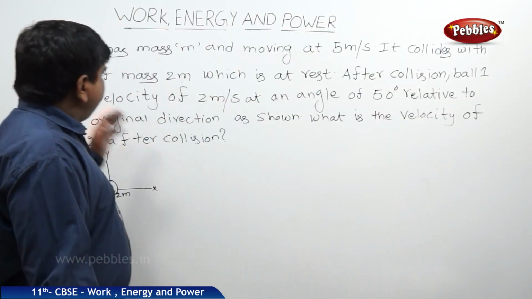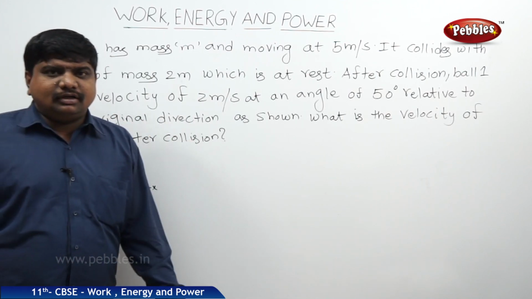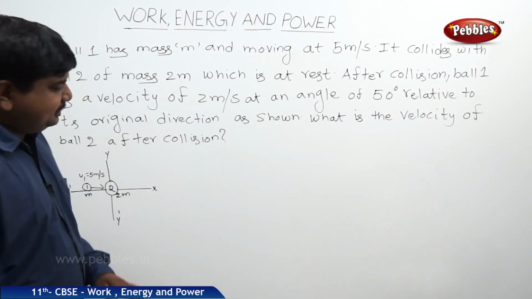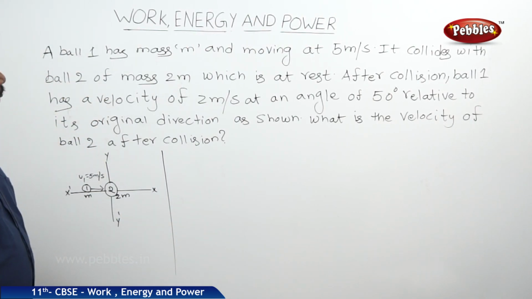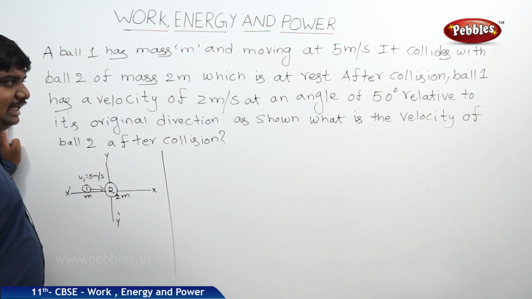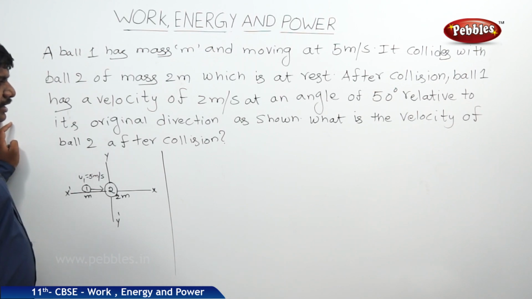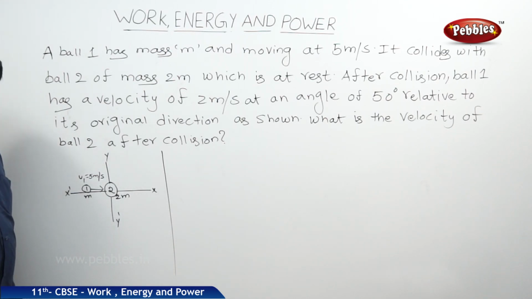Here we are observing a problem which is related to the concept of oblique collision or two-dimensional elastic collision. The problem is: a ball 1 has mass m and moving at 5 meters per second. It collides with a ball 2 of mass 2m which is at rest. After collision, ball 1 has a velocity of 2 meters per second at an angle of 50 degrees relative to its original direction as shown in figure. What is the velocity of ball 2 after the collision?